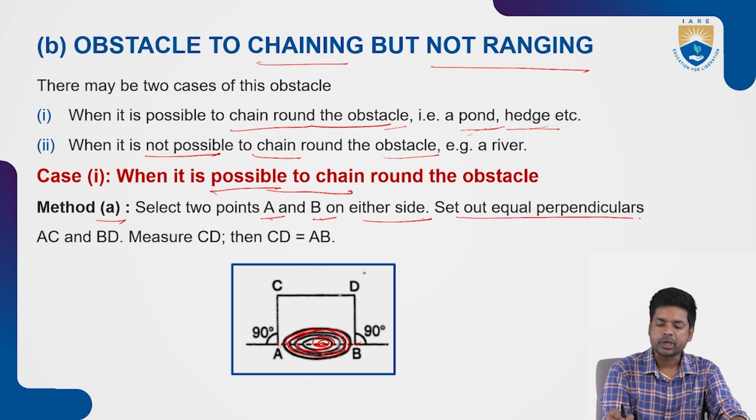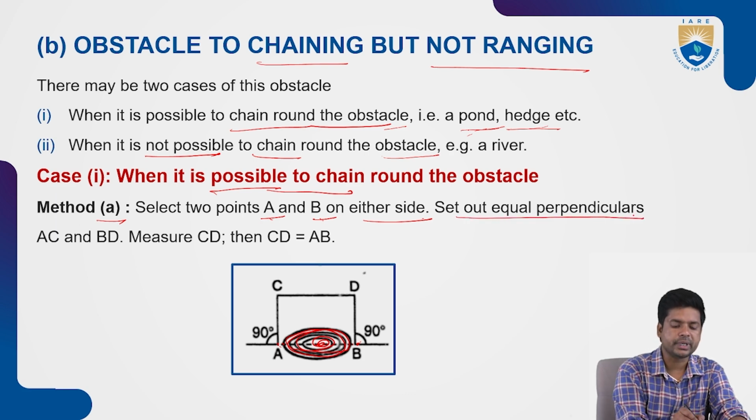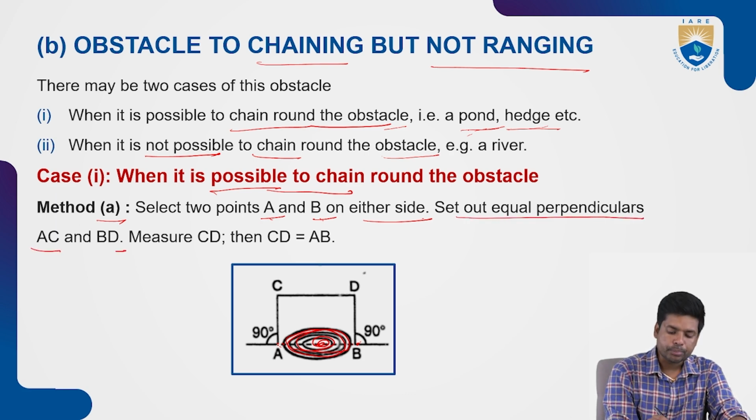Set out equal perpendiculars AC and BD. From point A, draw one perpendicular to C, and from point B, draw one more perpendicular to D. This is the perpendicular AC, and this is the perpendicular BD, and the angle is 90 degrees. Now measure the distance CD, and this distance CD will be equal to the distance AB.